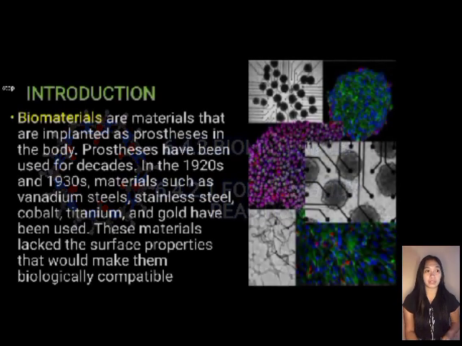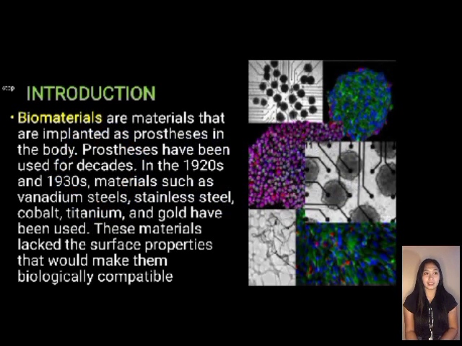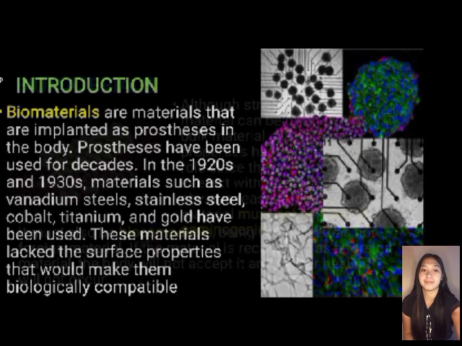For our introduction, biomaterials are materials that are implanted as prostheses in the body. Prostheses have been used for decades. In the 1920s and 1930s, materials such as vanadium steels, stainless steel, cobalt, titanium, and gold were used. These materials lack the surface properties that would make them biologically compatible.